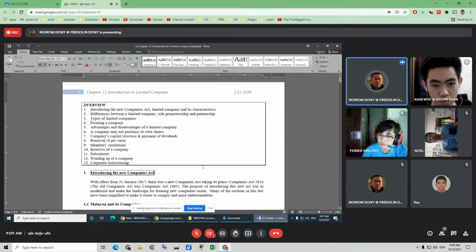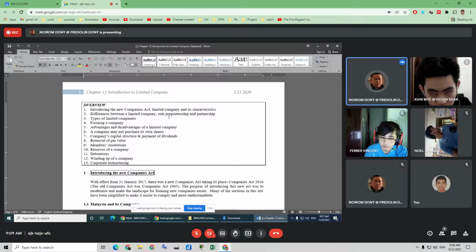Okay, so we continue. What we covered last week is the financial statement of a sole trader. Sole trader meaning peniaga tunggal. One person owns the company, and all the profit belongs to him. So now we move on to the next one, that is introduction to limited company.